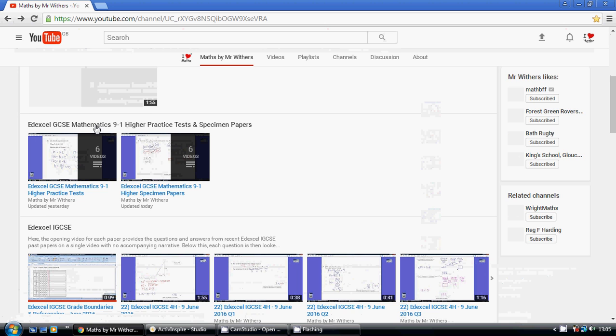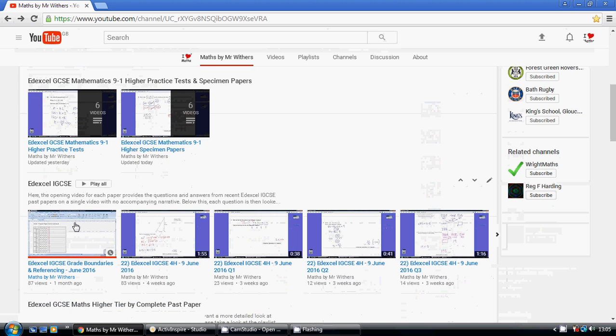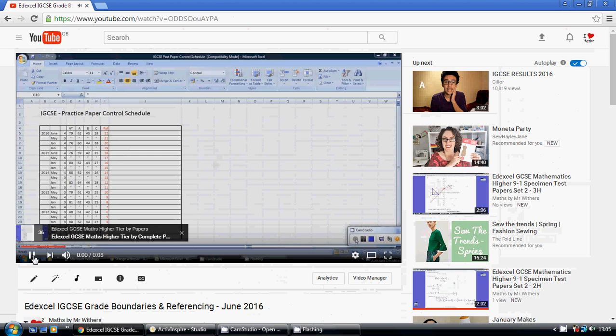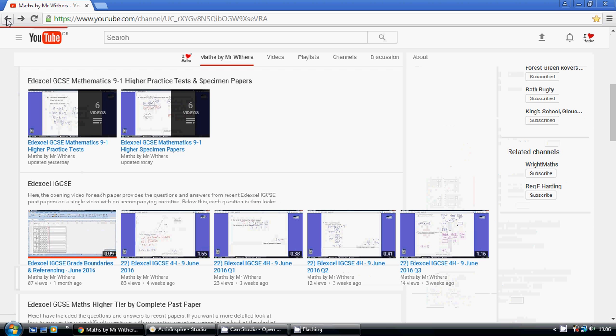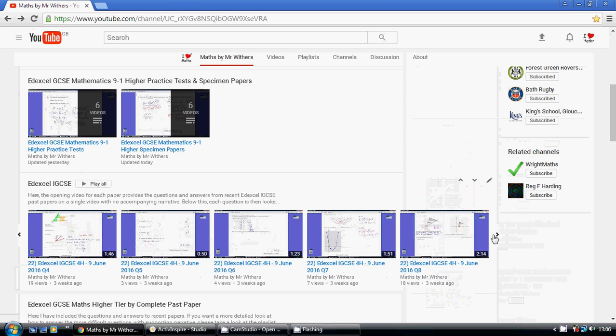So that's for the new GCSE. For the IGCSE, you'll see that I start off with a schedule giving you all the grade boundaries, and this is my cross-reference for where I filed them on my system. So June 2016, these are the grade boundaries, and paper 22 is the most recent one I've done. That video just gives you question, answer, question, answer, the whole paper in one video.